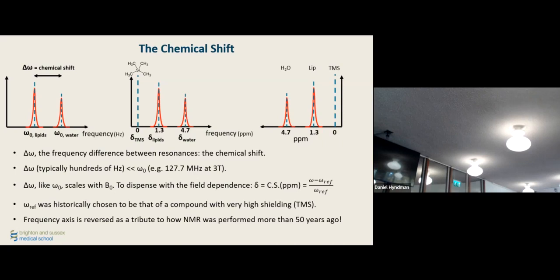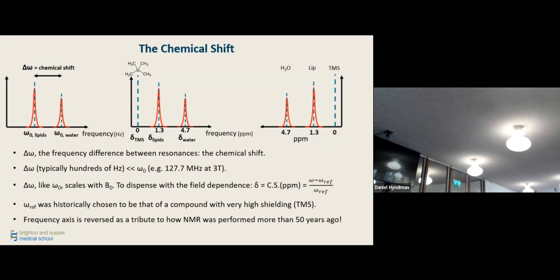Why do we stay that way? Because we're traditionalists. We stick to conventions that have been imposed on us a long time ago. But this is the frame of reference, or the way that we present spectra. We present spectra in units of parts per million to remove the dependence on the strength of the external magnetic field. We express them going from right to left in terms of ppm.